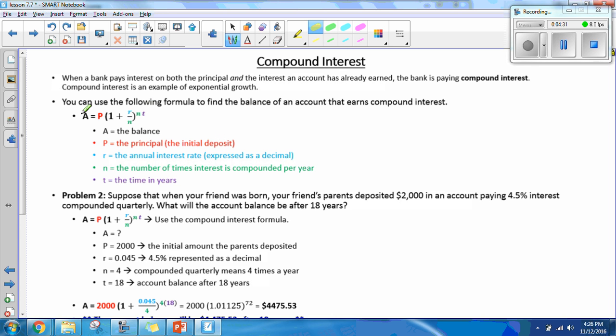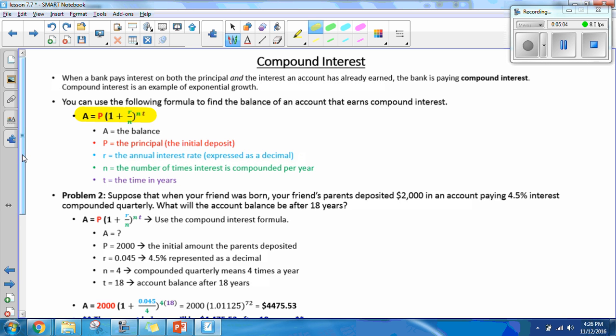So here's the formula. A equals P times the quantity 1 plus r over n to the n times t power. So A is going to represent the balance that you will have. P represents the principal or the initial deposit, how much you originally put in the account. r equals the annual interest rate, which we have to express as a decimal. n is the number of times interest is compounded per year, and t represents the time in years.